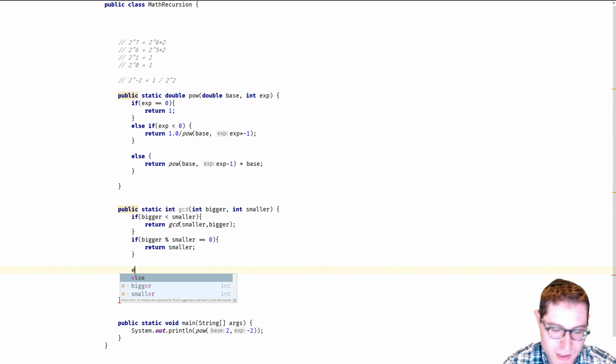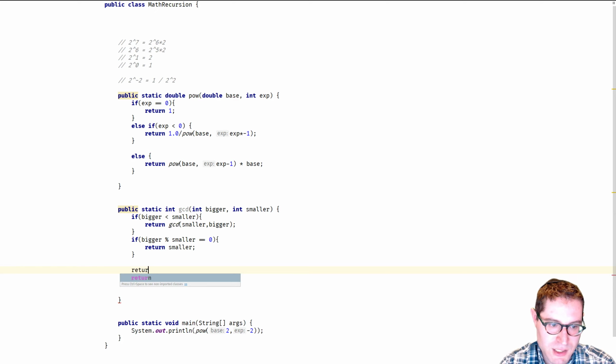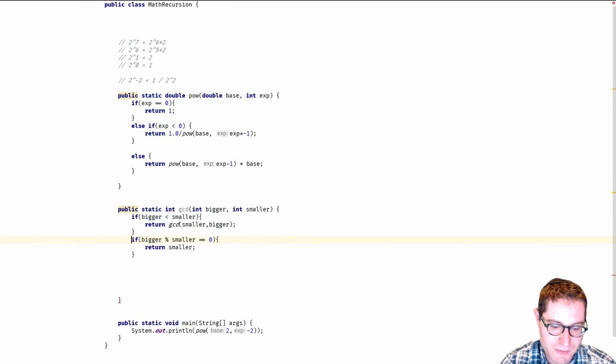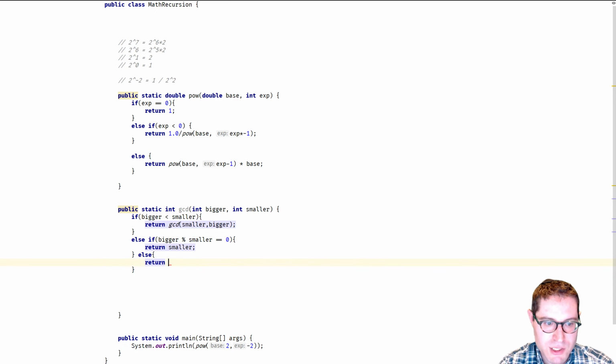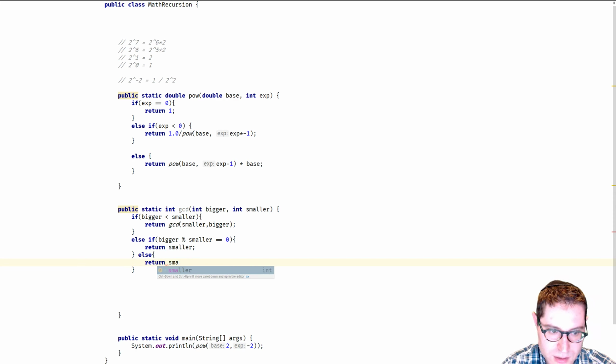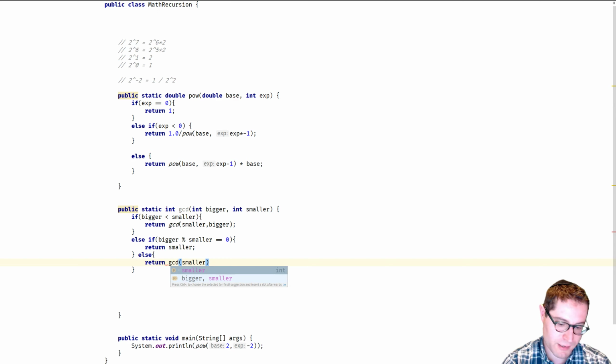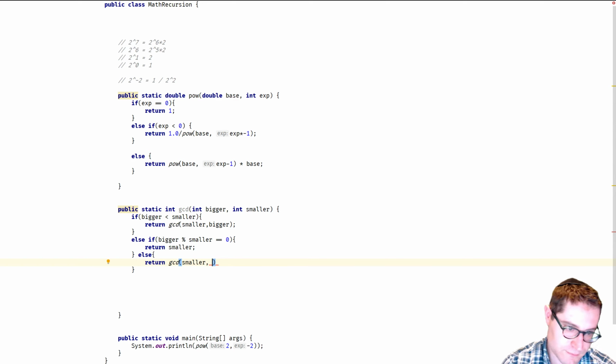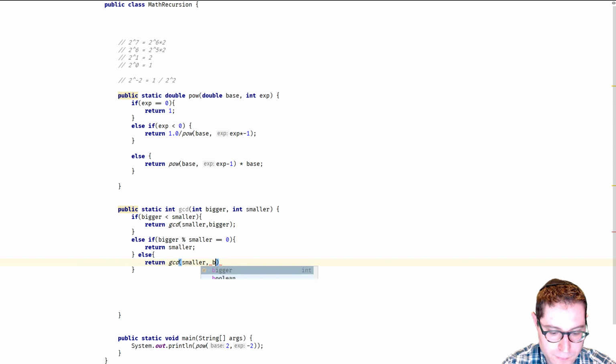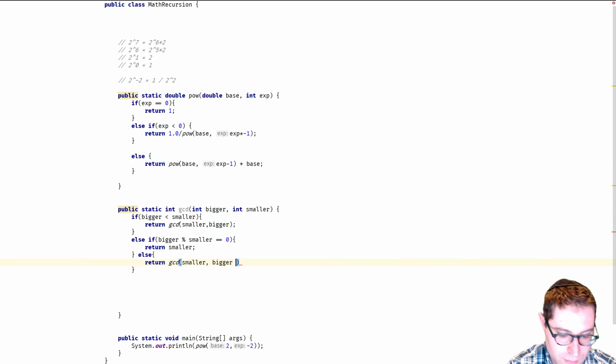So in that case, what we're going to do is, and you know what, I'll be explicit about it even though we don't need to. Else if, else. Return smaller. Return greatest common denominator of smaller. Okay, that's weird. And let's see. Greater or bigger mod smaller.